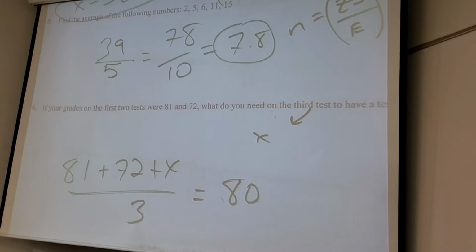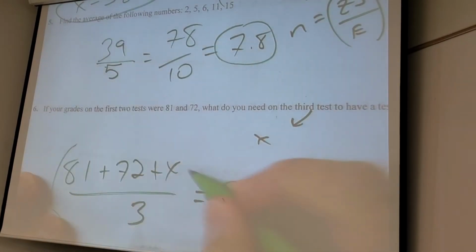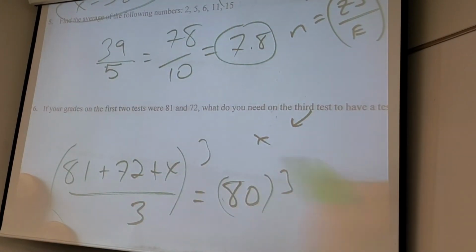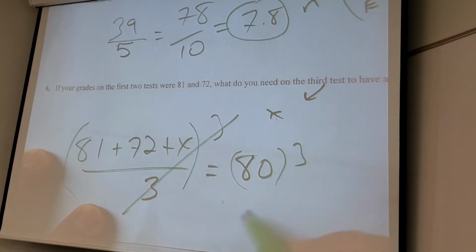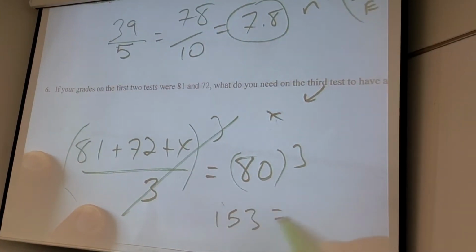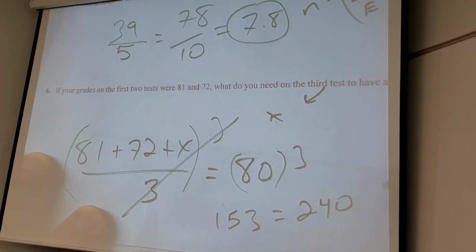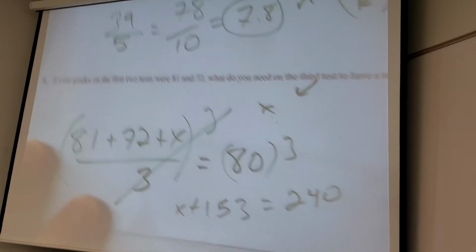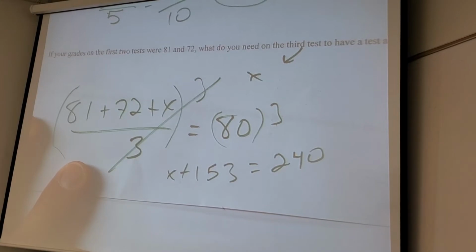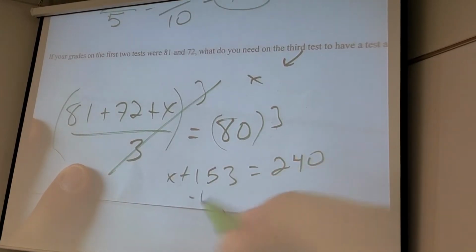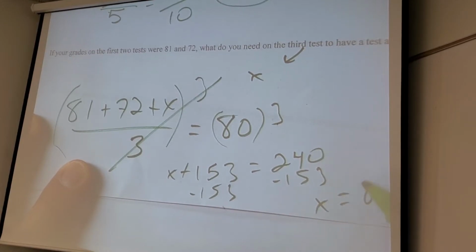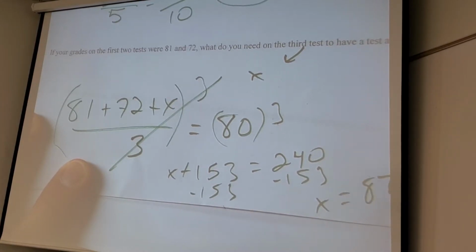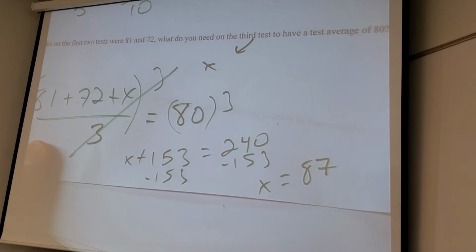You guys doing all right? That's not a third power. So then they get 81 and 72 is 153. Oh, I lost my X. And of course, the last step is subtract 153, and you get 87.